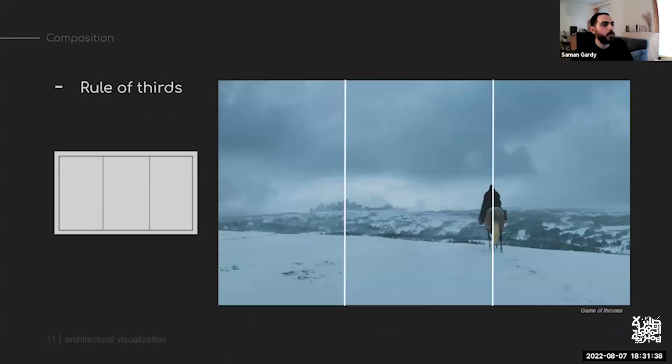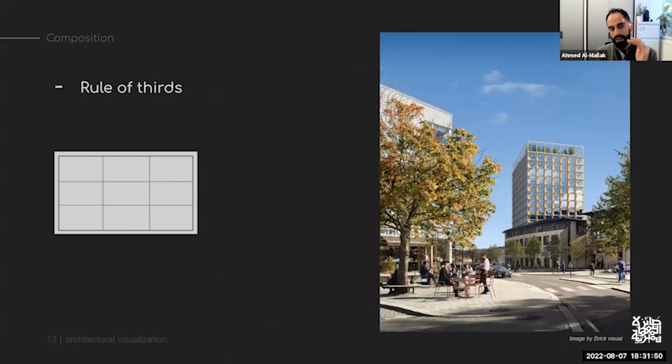Yes, this one. This one or the one before? Whichever. Okay, it's a question about rule of thirds. Actually, no, it's the other one. With the rule of thirds, yes.